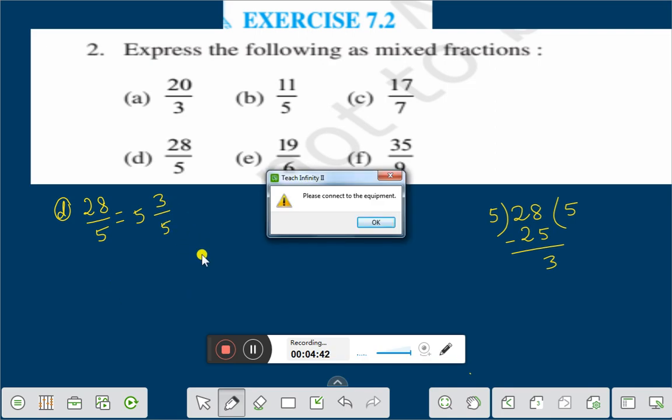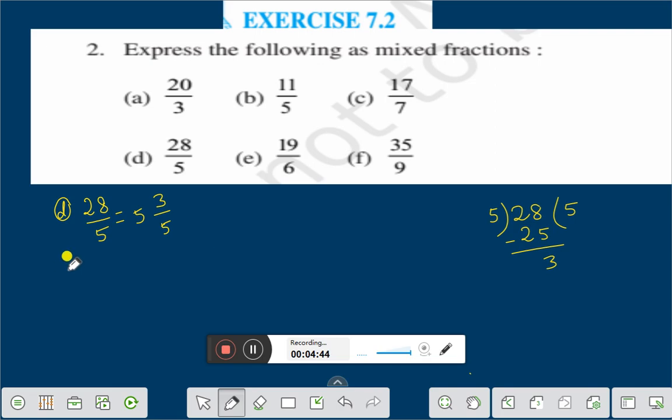Right? Now question number E is 19 by 6. That means we have to divide 19 by 6. 6 3 is 18. 19 minus 18 is 1. Therefore, we represent here quotient as 3, remainder as 1, and divisor as 6.